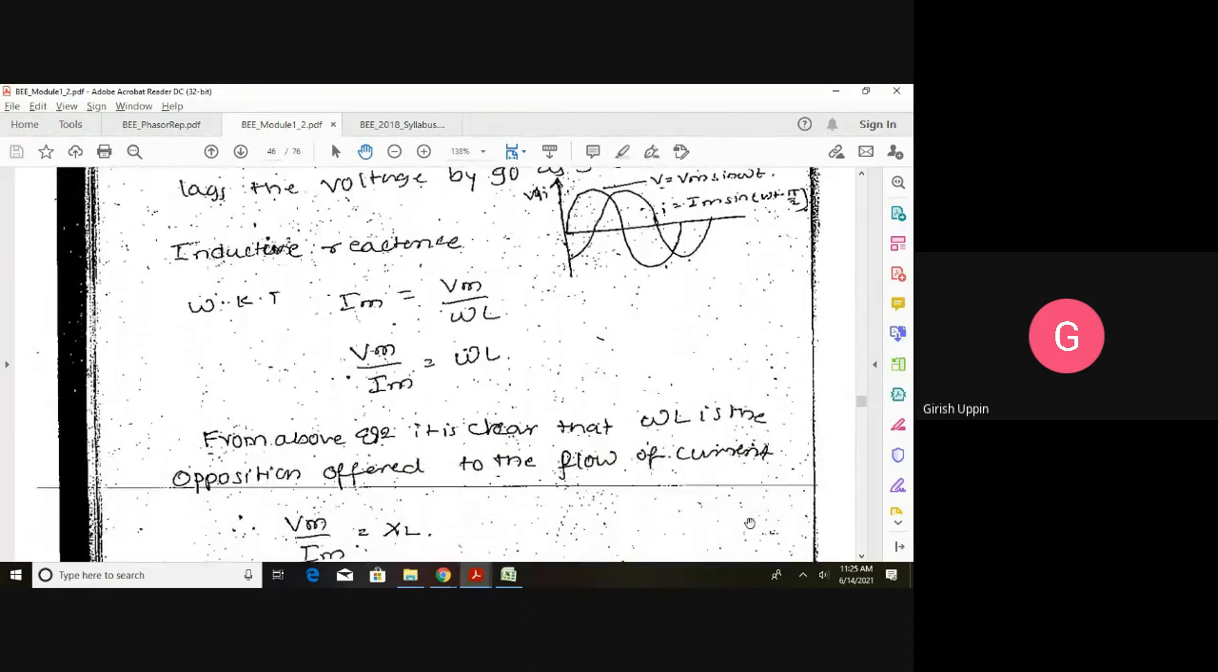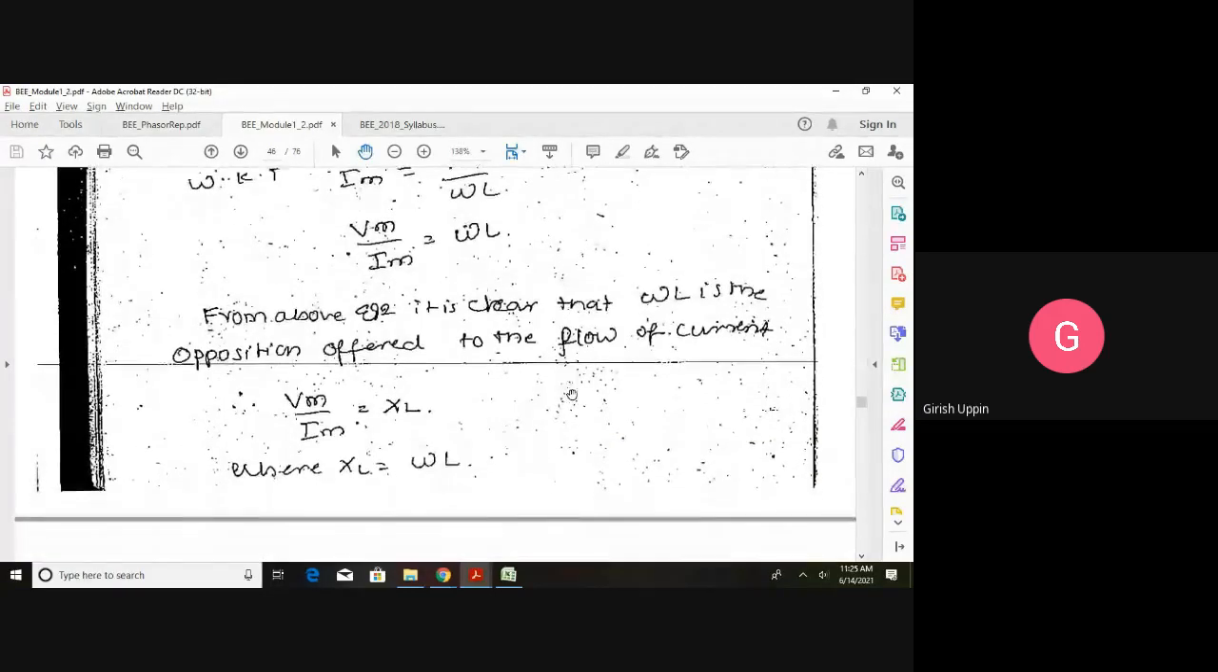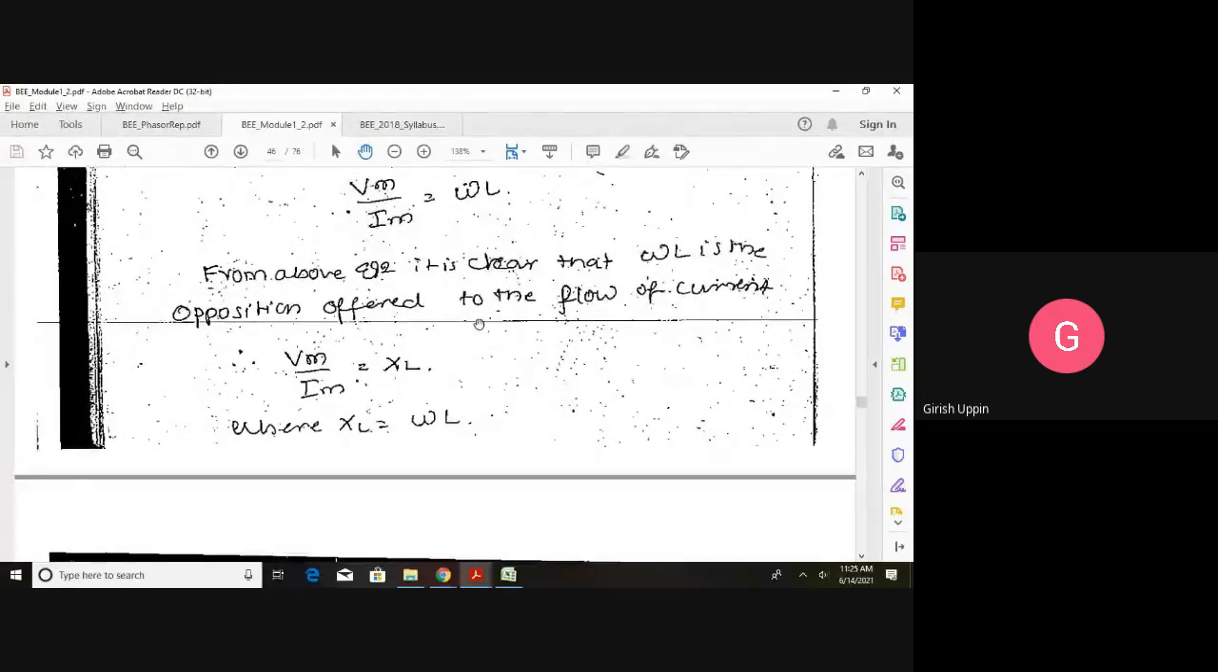And we know that Im is equal to Vm by omega L. This is what we got from the previous equation, or Vm by Im is equal to omega L. Vm by Im is equal to omega L, which is also V by I, where V is the RMS value of the voltage and I is the RMS value of the current, and that is the opposition offered. Whenever we say the V by I ratio, in any circuit it is the opposition offered to the flow of the current. That is represented as XL, which is called the inductive reactance.